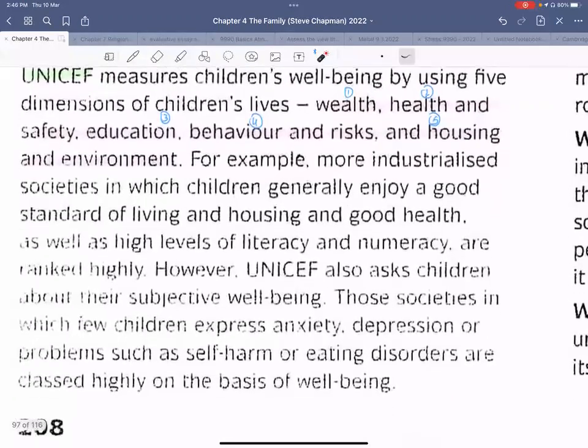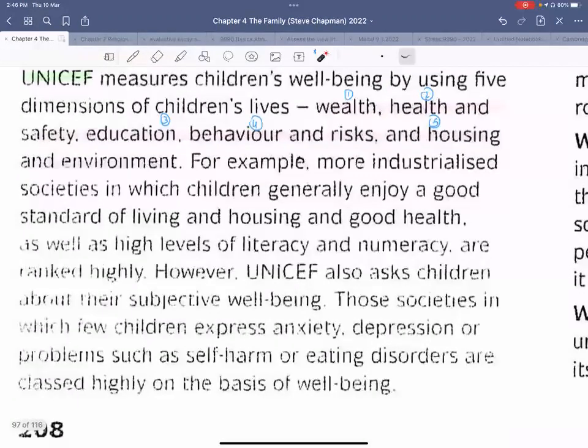For example, more industrialized societies in which children generally enjoy a good standard of living and housing and good health, as well as high levels of literacy and numeracy, are ranked highly. However, UNICEF also asks children about their subjective well-being, right? Those societies in which few children express anxiety, depression, or problems such as self-harm or eating disorders are classed highly on the basis of well-being, right?